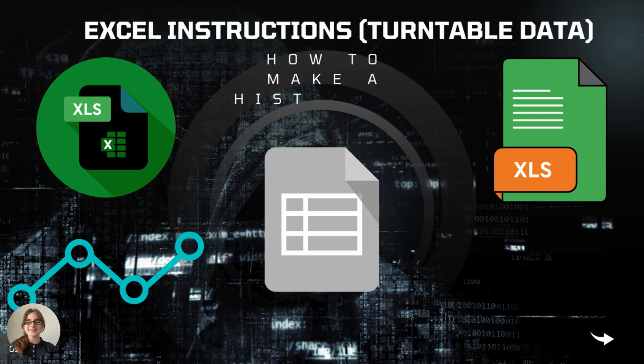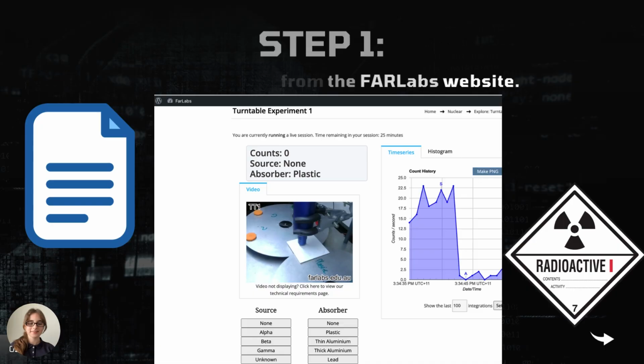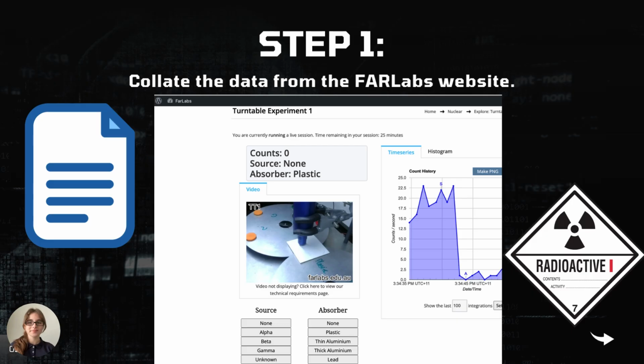Hi everyone! Today I'll guide you through the process of creating a histogram in Excel using turntable data collected from file labs. Follow these steps carefully to visualize your data effectively. First, collate your turntable data from the file labs website. Make sure you gather all the necessary information you'll need for your analysis.